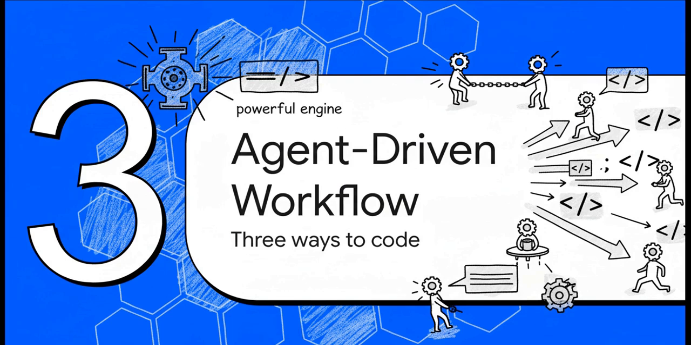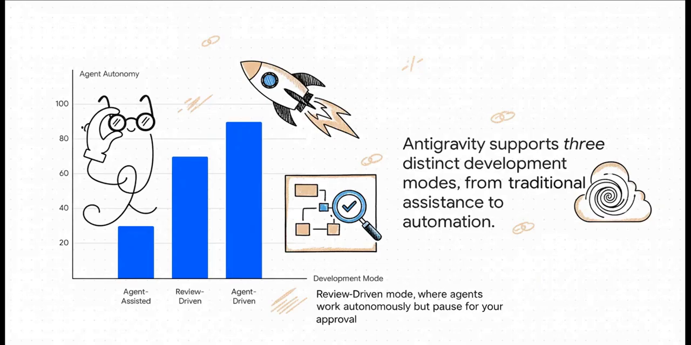Well, Antigravity gives you a whole spectrum of choices, letting you decide exactly how much control you want to hand over. You can start slow with agent-assisted mode, which will feel a lot like using Copilot today. Or you can just jump in the deep end with agent-driven mode and delegate the whole task. But for a lot of people, the sweet spot is probably this review-driven mode, where the agents work on their own but stop and ask for your approval at key milestones.